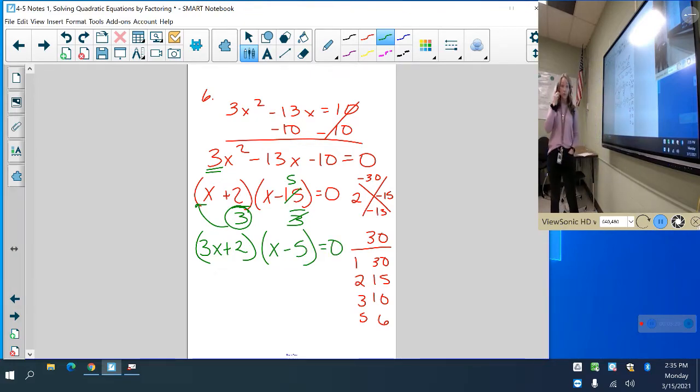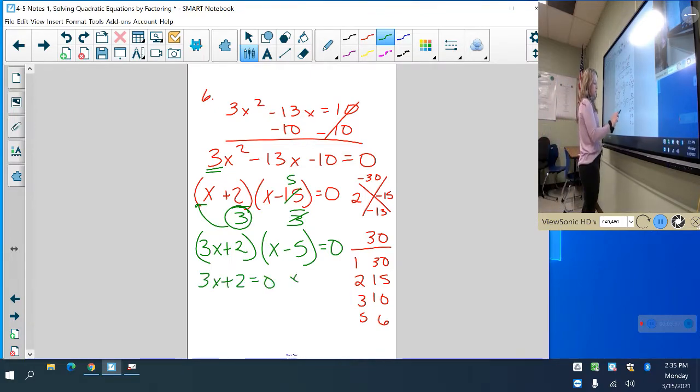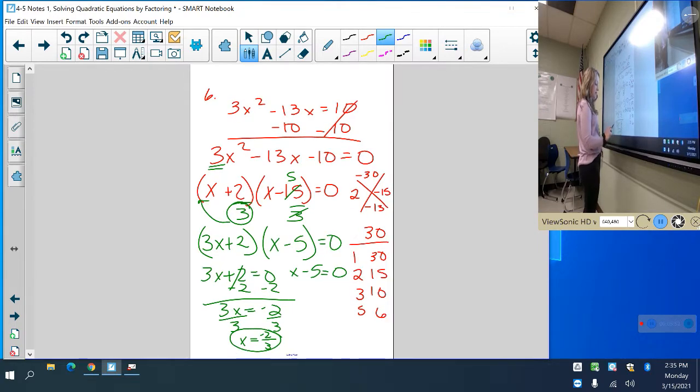In order for this to be true, 3x plus 2 equals 0 or x minus 5 equals 0. So set them both equal to 0. So 3x equals negative 2, divide by 3, x equals negative 2/3. Most tests will want you to leave it as a fraction instead of a decimal. Add 5. I want you to leave all of my examples that I give as a fraction. So x equals 5. So those are my two x-intercepts.